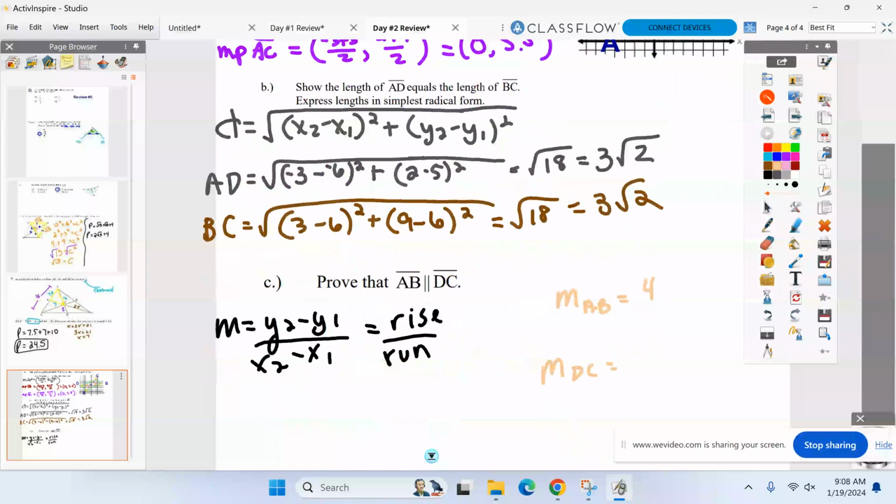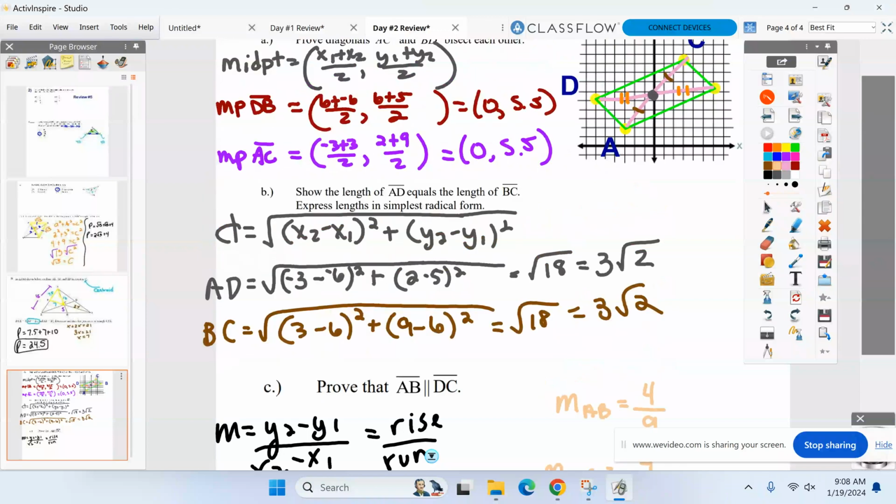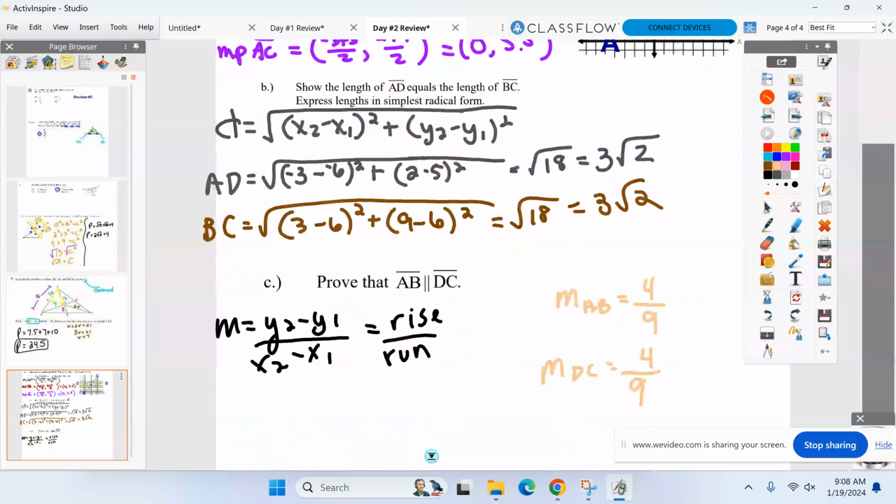Four nines? Did I count that right? And they're positive, right? AB, yep, going uphill. All right, questions there? Love this problem. You had to use all 3 there. Had to use the big 3.